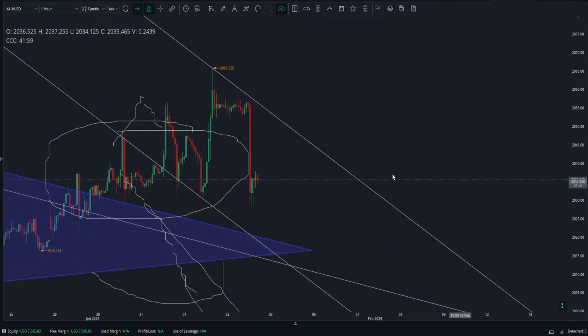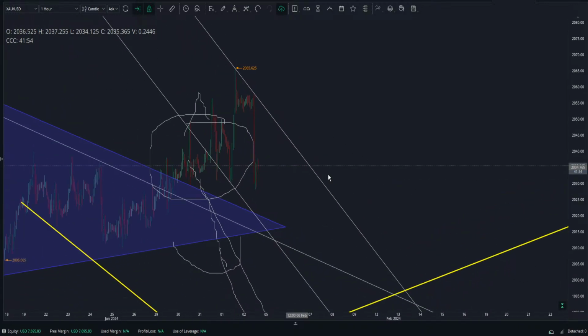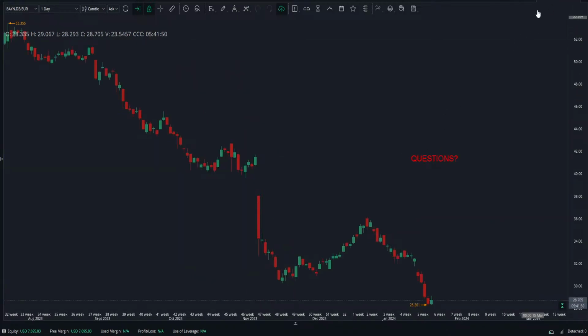Let's see how things unfold in the future, but right now it is consolidating. You do not buy or sell this market, just stay away from it. Last is this Bain. I don't think that anybody is going to buy this market.